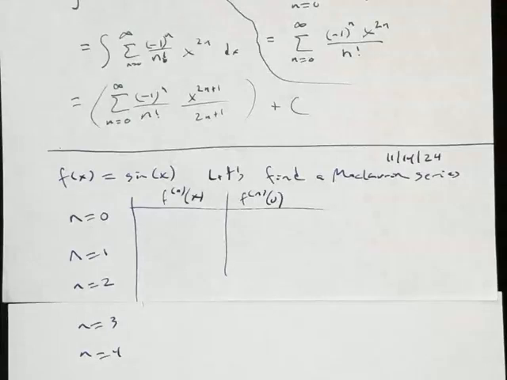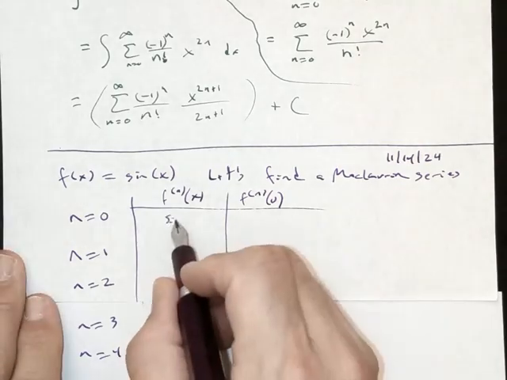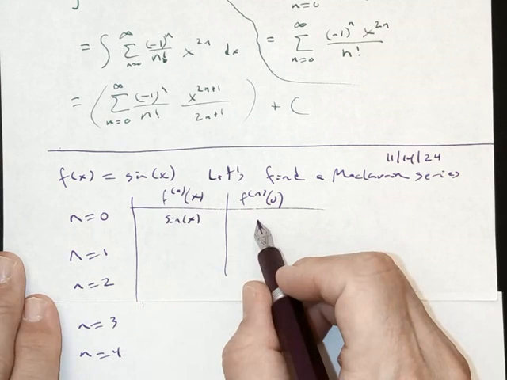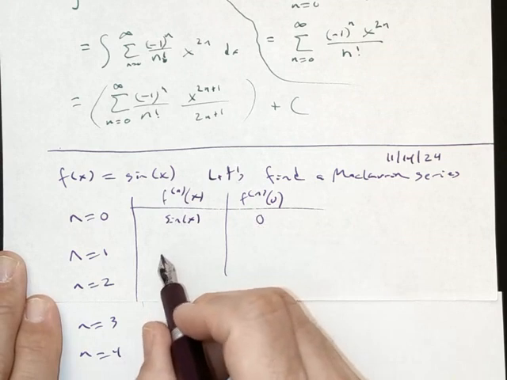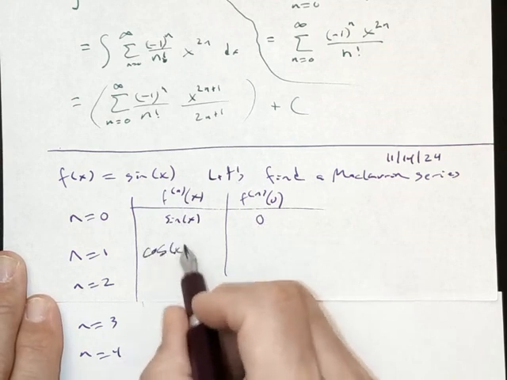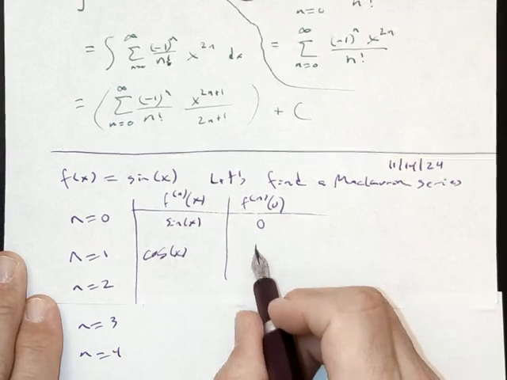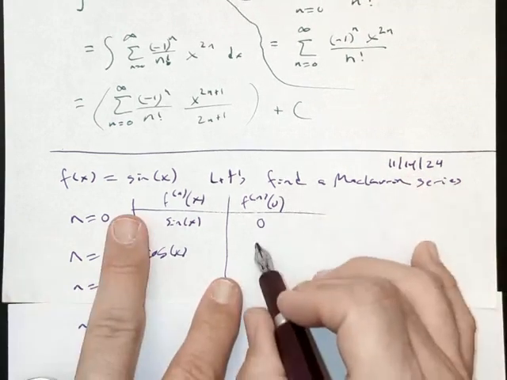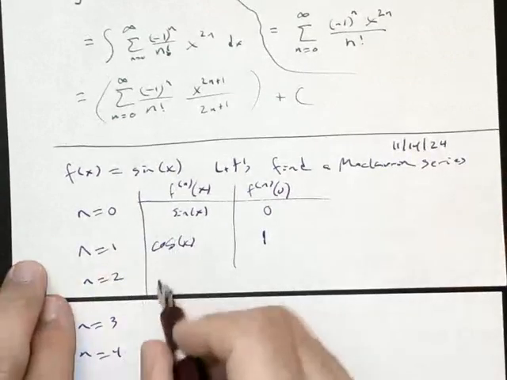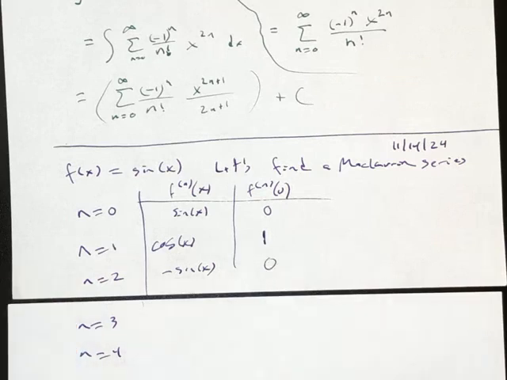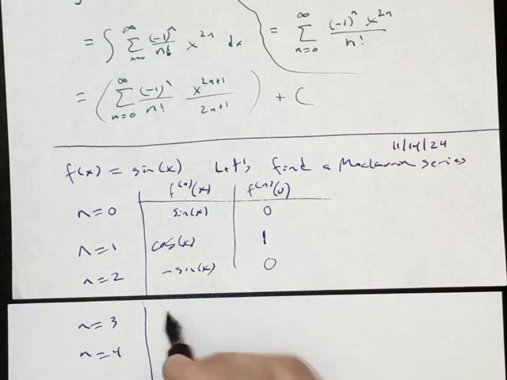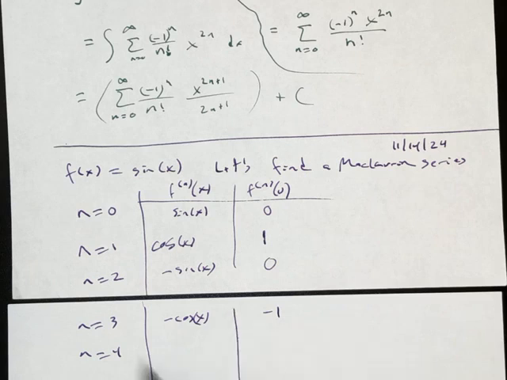So I need the derivative, but I need to start with the 0th derivative. The 0th derivative is the function itself. So I'm just doing sine of x. What's sine of 0? Great. Derivative of sine, cosine of x. Cosine of 0 is 1. The derivative of cosine is minus sine of x, but minus sine of 0 is again 0. The derivative of minus sine of x is minus cosine of x. That's going to give me a minus 1.